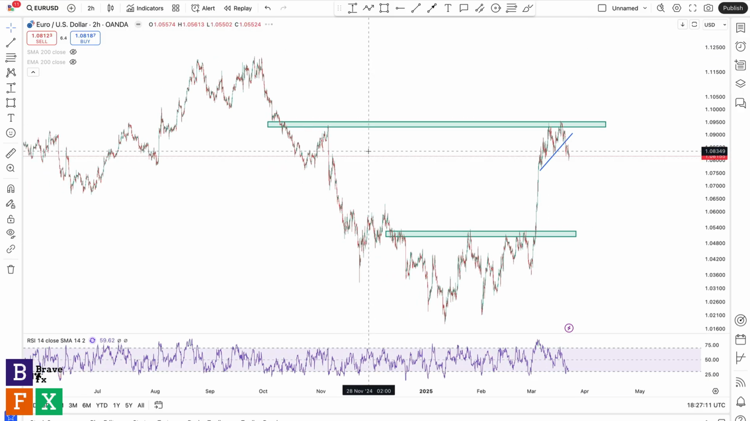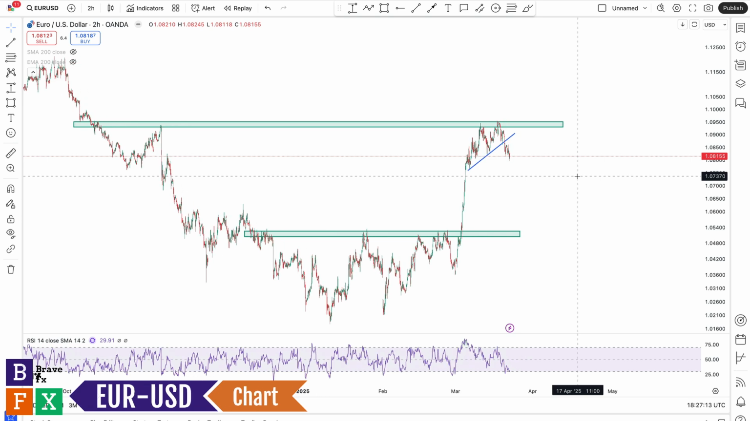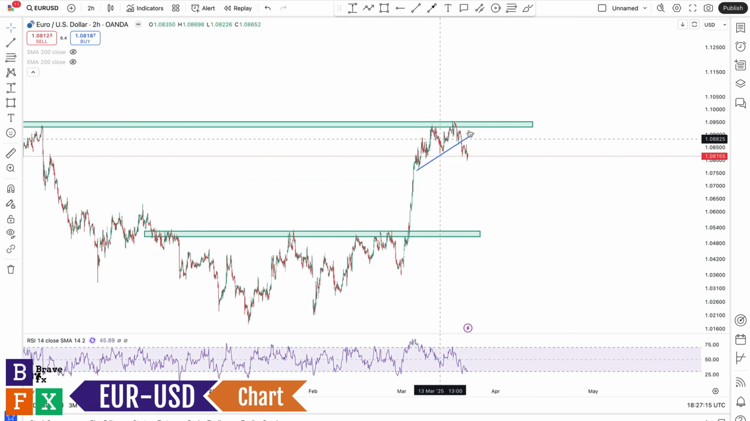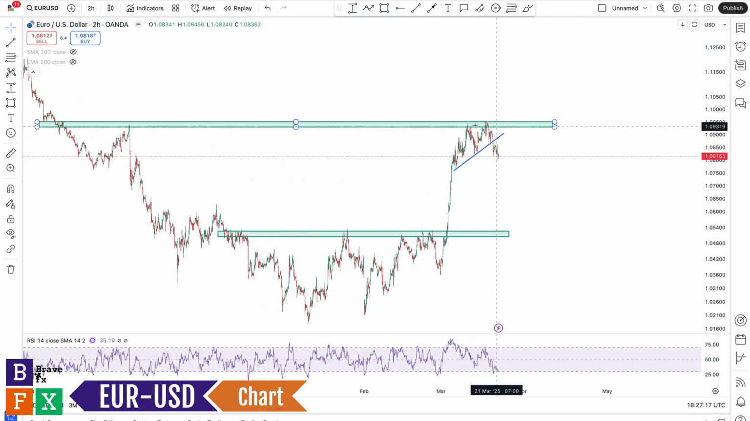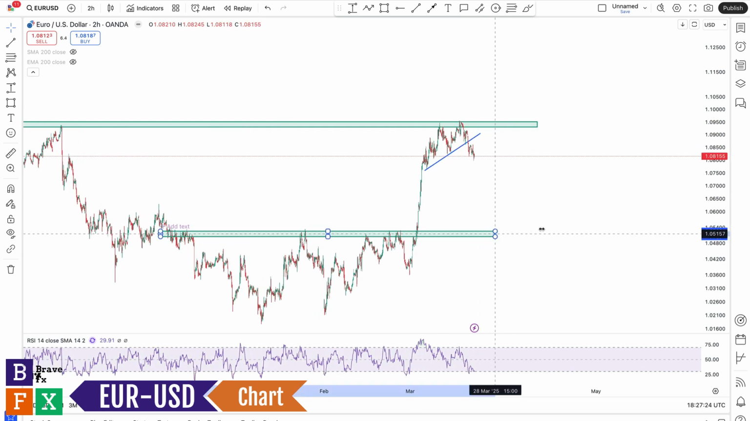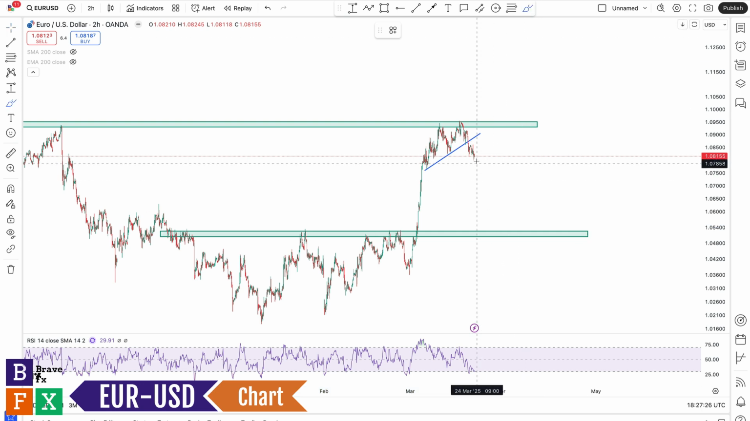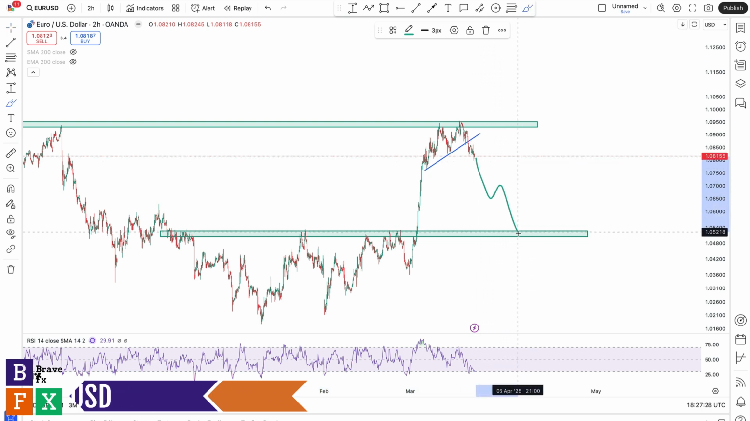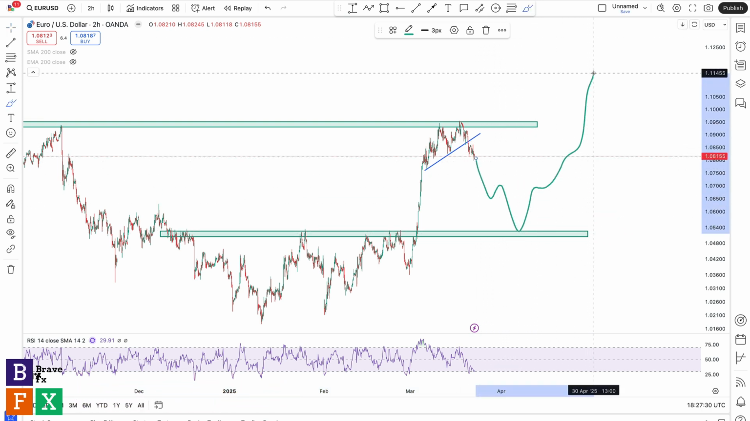So EUR-USD chart, 2 hours time frame, similar to what we have on GBP-USD. Good consolidation, got rejected twice at this area of value. Now we had a good breakout. So now one would think we are coming straight down all the way to this area of value, followed by a bounce. Very, very possible, very, very likely that could happen.